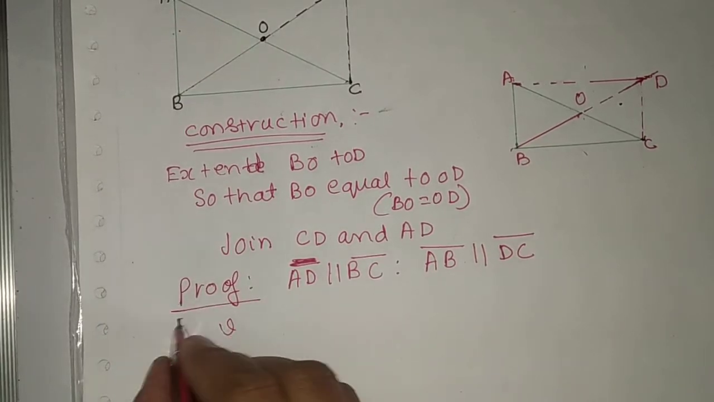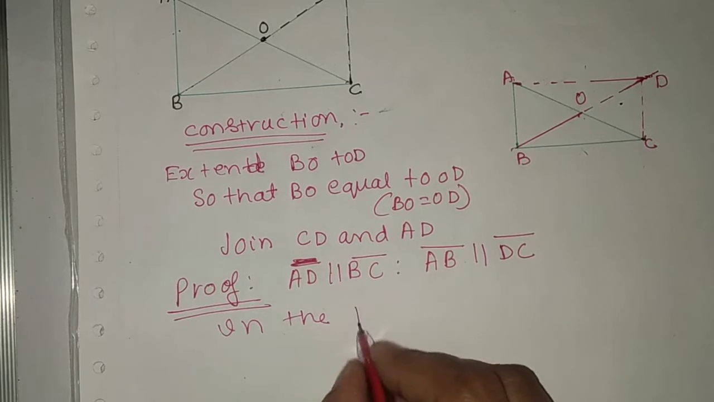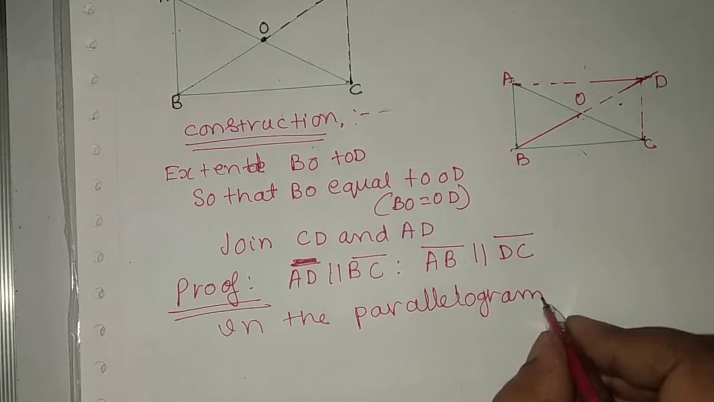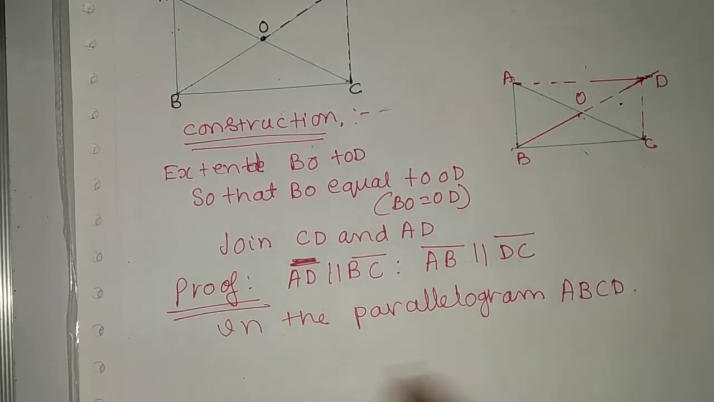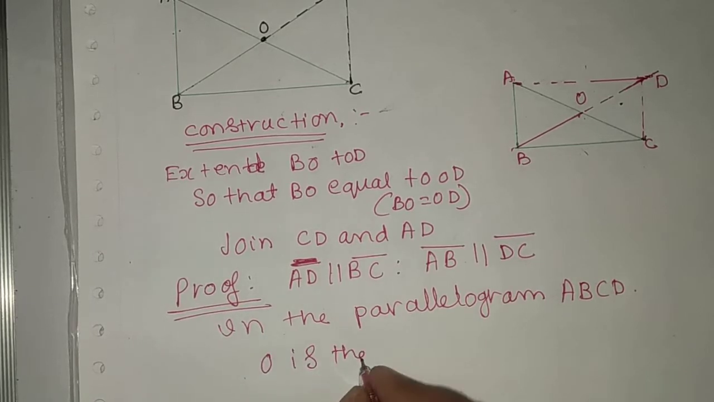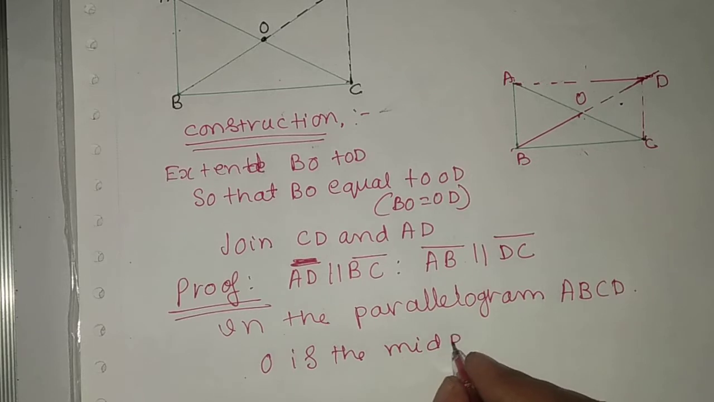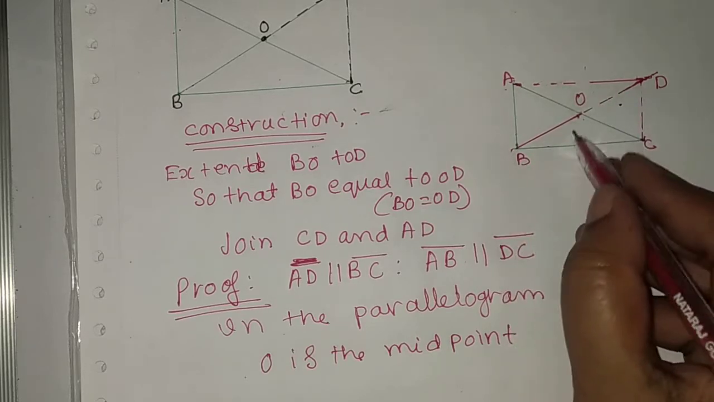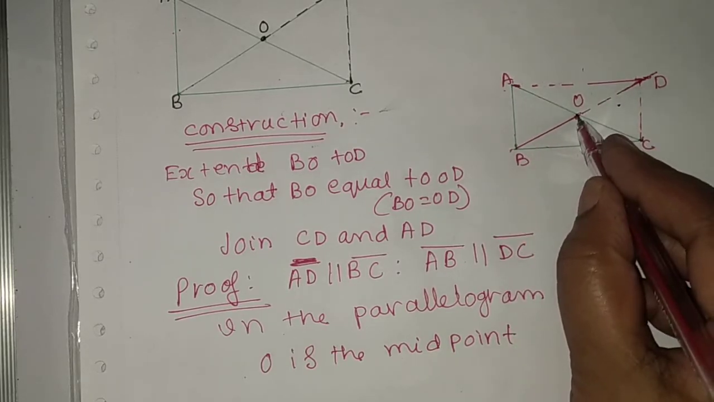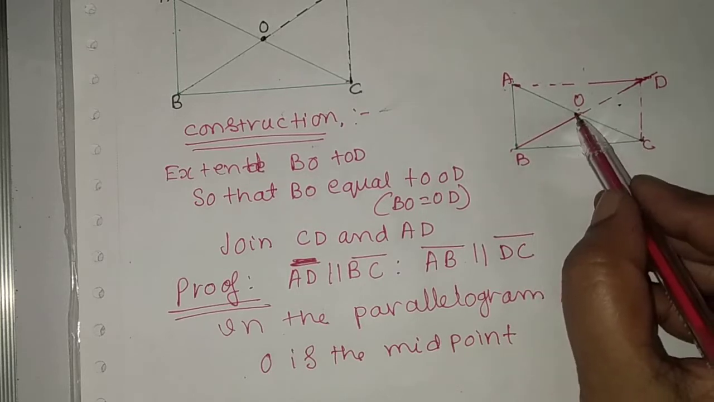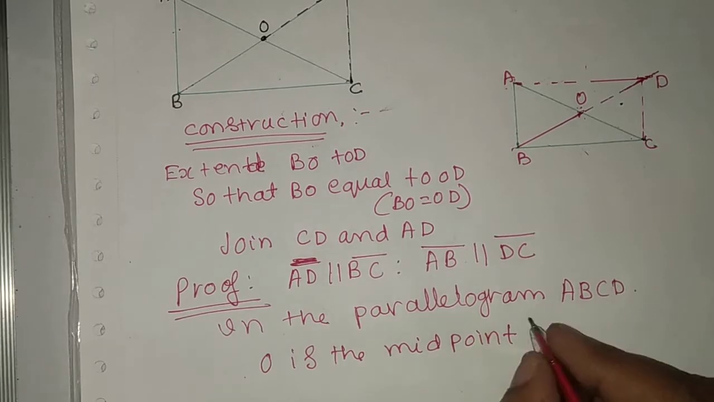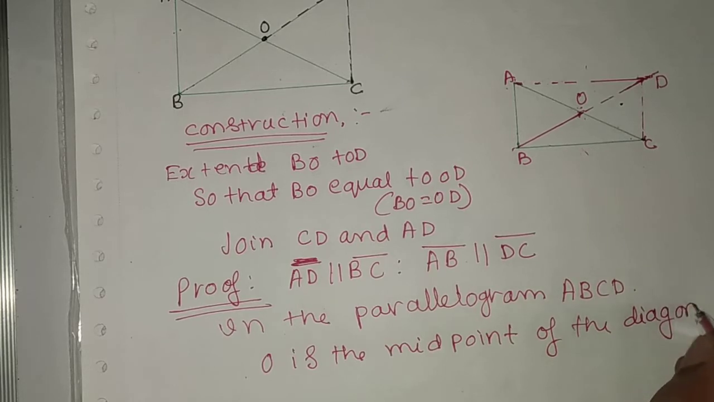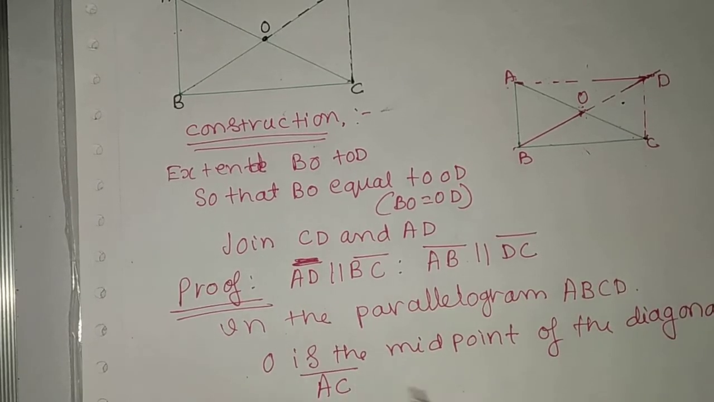Next, after proof, in the parallelogram ABCD, O is the midpoint. See this one. This is the midpoint of the diagonals, which comes on the line, the diagonal AC. O is the midpoint of the diagonal, which is the diagonal here, this is AC.